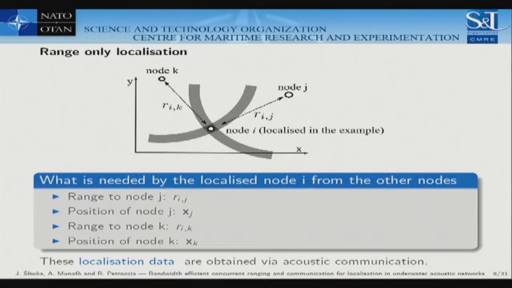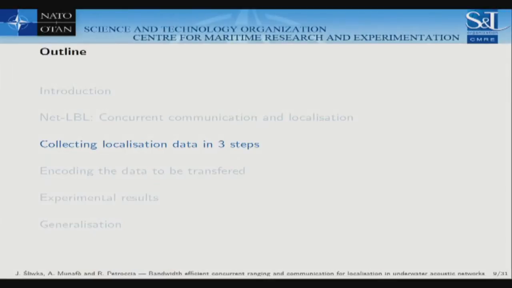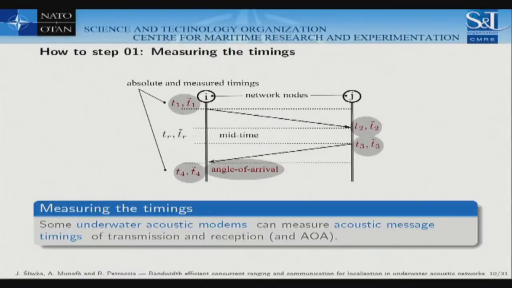So what do you need to localize a node I, with nodes J and K being nodes with known positions? You need the range to node J, the position of node J, you need the range and the position of node K, and then the position is the intersection of the arcs. How do we collect data? We think of this communication. Basically, it's an exchange of messages.